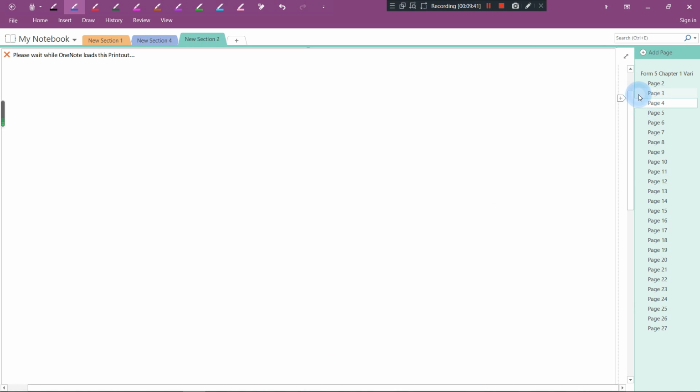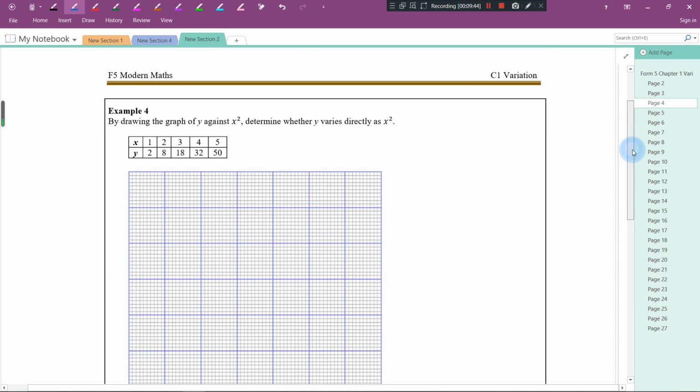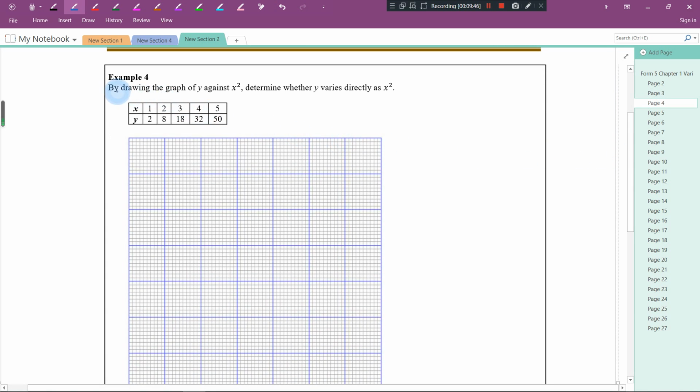Okay, now let's try another example. Now in this case, the question doesn't want us to calculate like what I showed you just now. The question asks us to draw a graph and determine whether y varies directly as x squared. This time it's not x, but x squared. So let's say in the exam, if the question does not ask us to draw a graph, normally we will not prefer to draw a graph because drawing a graph takes a lot of time, right?